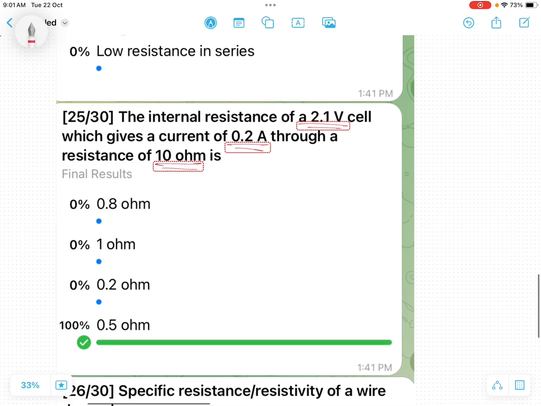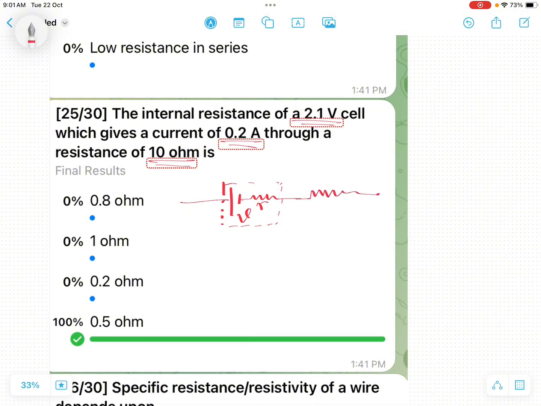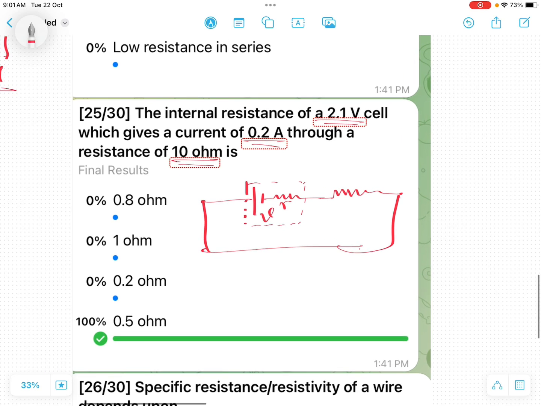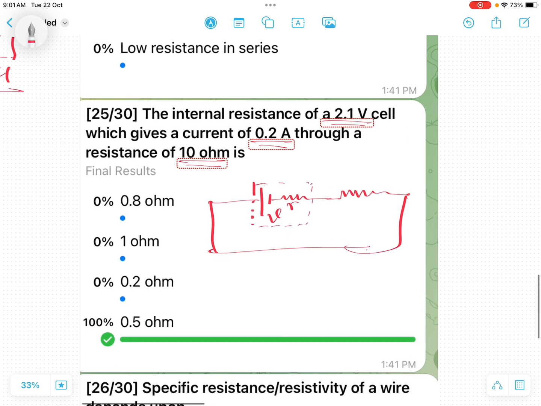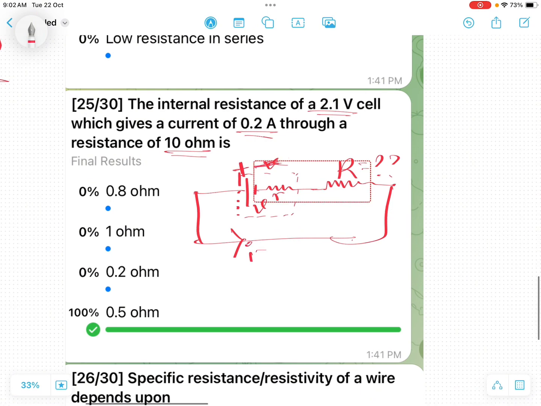We are asking about a cell. This is the internal resistance, which I'm denoting small r, and this is a cell with some voltage, and this is the whole cell. It is connected through an external resistance, which is what we are asked to find. The current is flowing from higher potential to lower potential, plus to minus, and the current's value is given as 0.2 ampere.